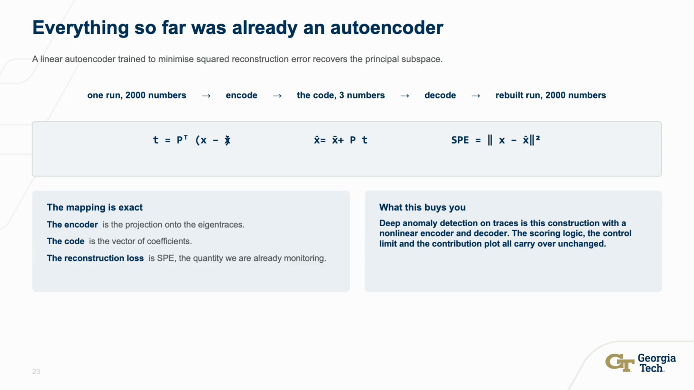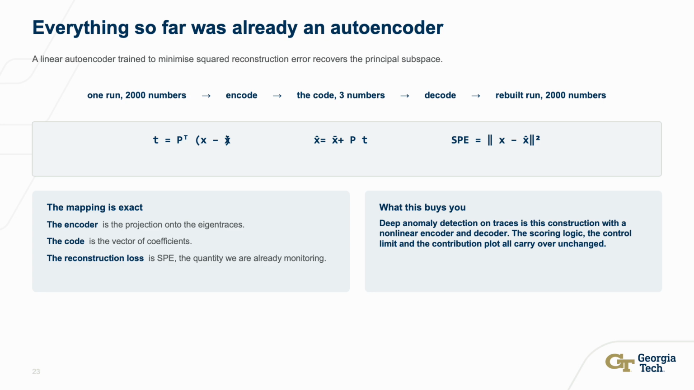So when you read a paper on deep anomaly detection for time series, you are usually reading about the same construction, with a nonlinear encoder and a nonlinear decoder substituted for the 2 matrix multiplications. That carries over unchanged. The part that matters is the part around it.